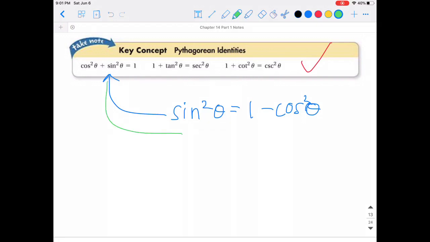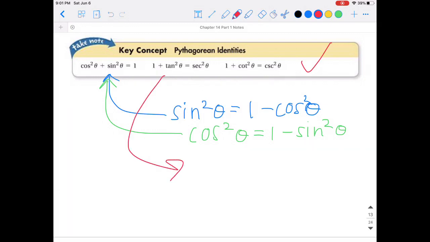Another way we can change our first equation, we can say that cosine squared theta is equal to 1 minus sine squared theta. So these are all good because it's just one step. We're just changing it by moving one term. For example, for our second, 1 plus tangent squared theta equals secant squared theta, we can say that tangent squared theta equals secant squared theta minus 1. So we can change these just by moving one term. And these Pythagorean identities are going to be very important when we continue to try to verify identities.